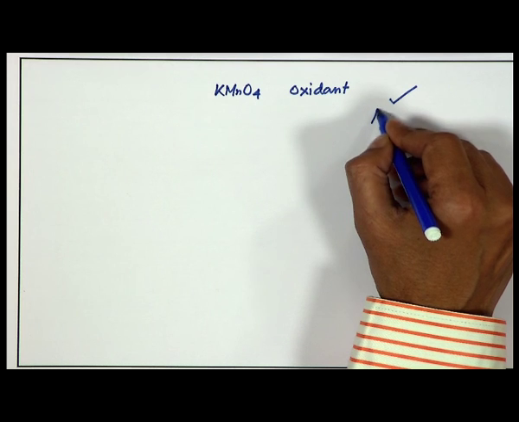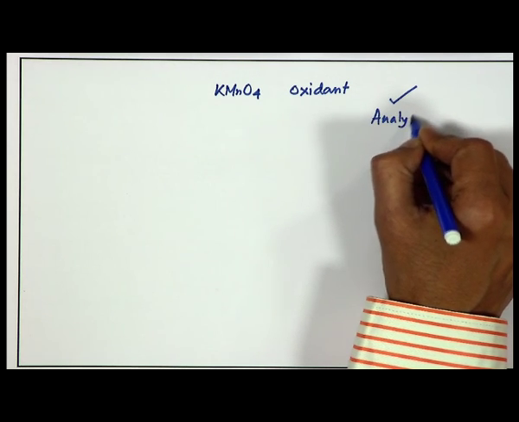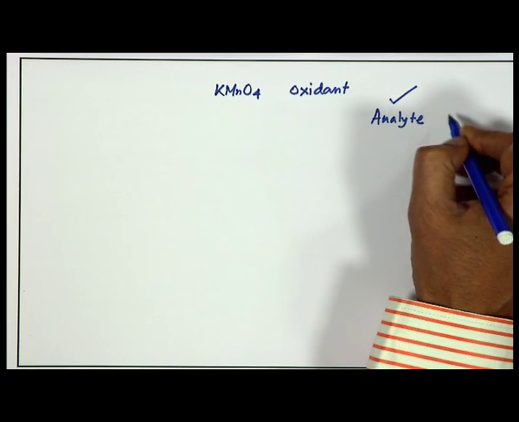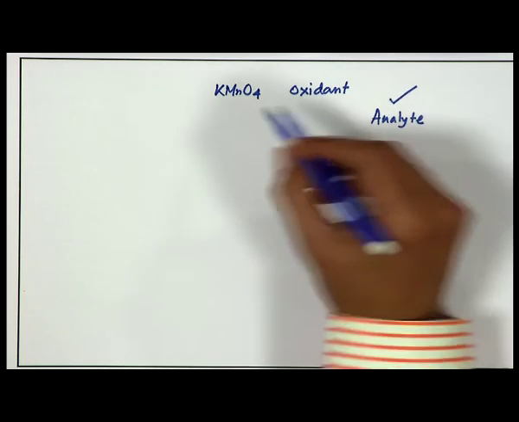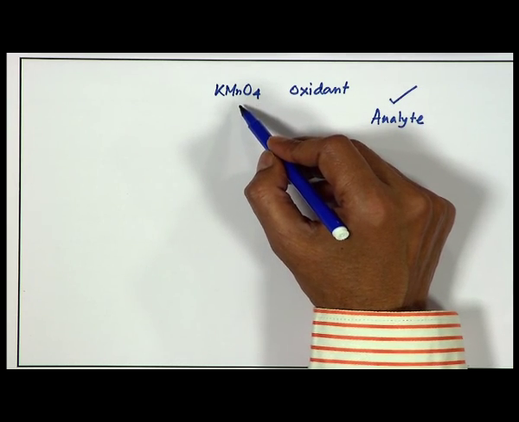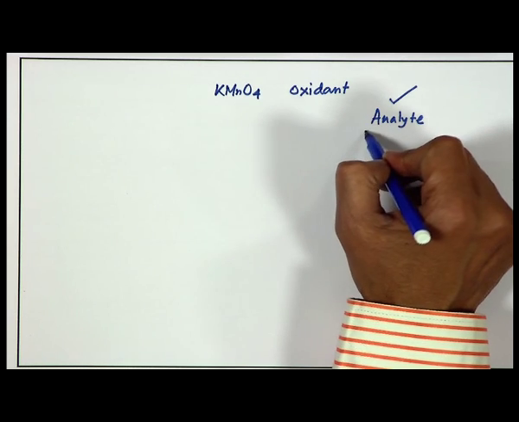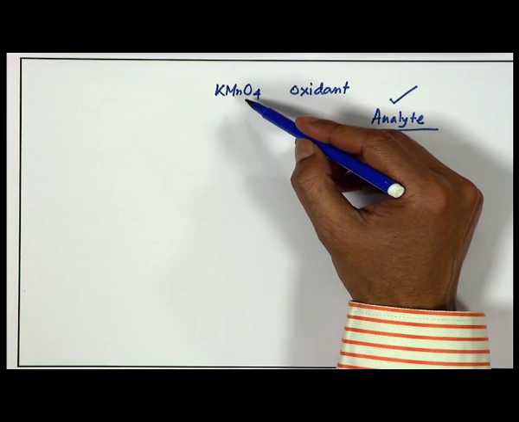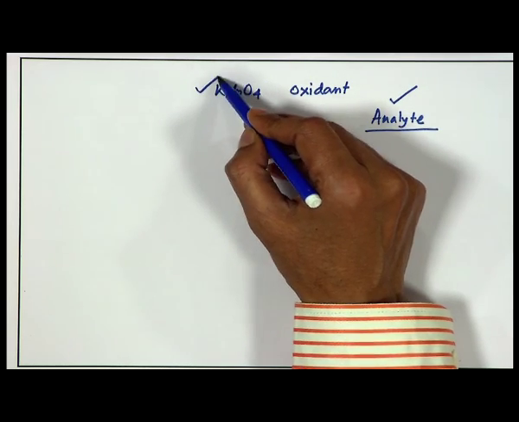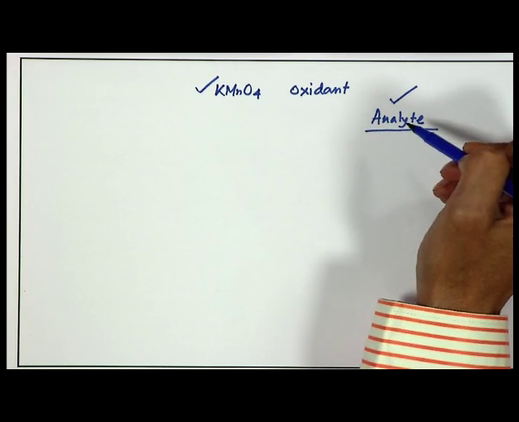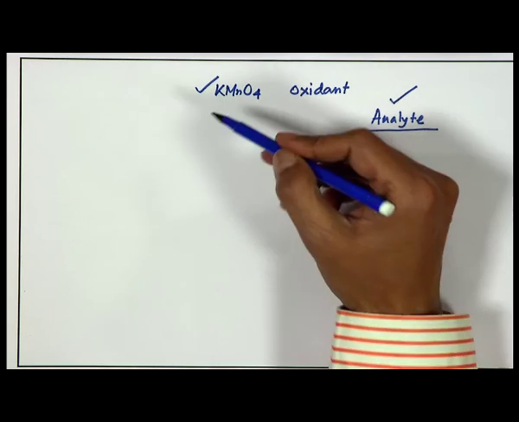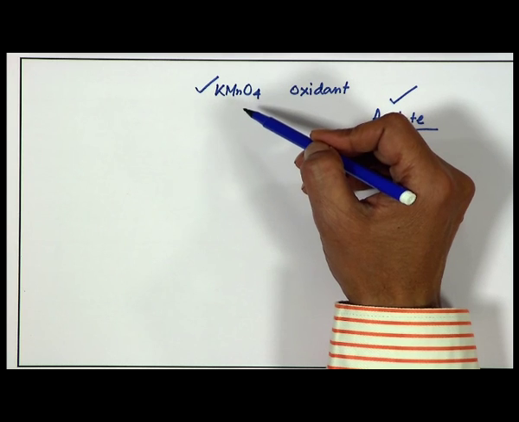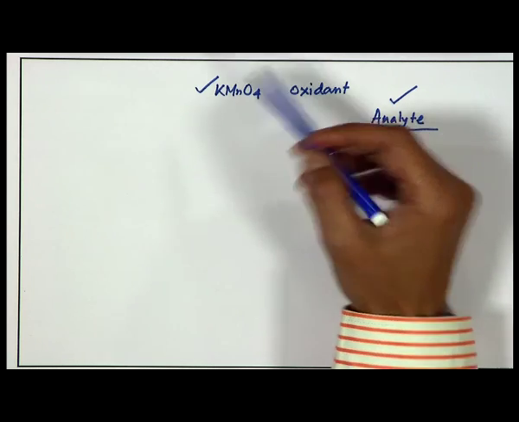the unknown species which we call the analyte. The amount of this unknown species can be identified by knowing its reaction with KMnO4, which is your oxidant. So, this particular analyte should be a reducing agent which can be oxidized by KMnO4. Utilization of KMnO4 as an oxidant for redox titrations has a special meaning. Any other species which can be oxidized by KMnO4 can be utilized for this titration.